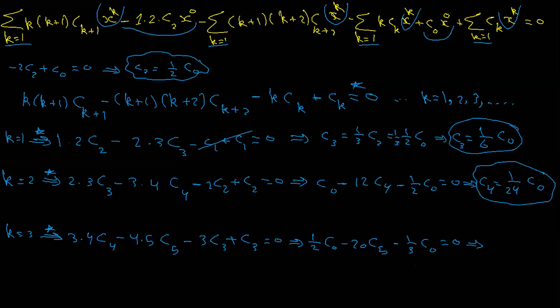Let us try to find this. So let me write here. Negative 20 C5 equals, I'm going to move this here, so it is 1 over 3 minus half. 1 over 3 minus half is negative 1 over 6. Negative 1 over 6 C0. So C5 is 1 over 120 C0.